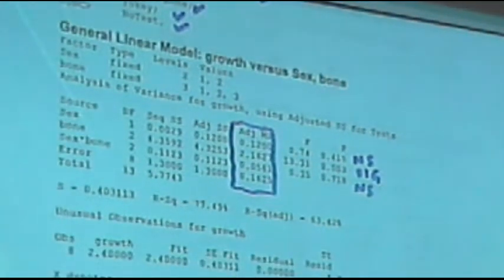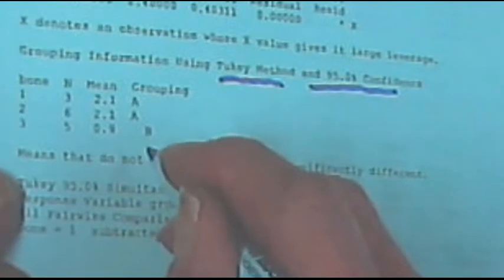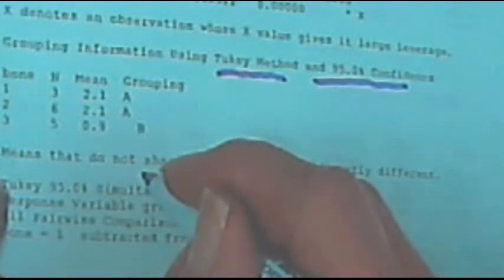Now, the program goes on and talks about the Tukey method, 95% confidence level. And here's the sort of underlining result. Bone 1 and 2 are equal. But then bone 3 is different from those two. So this is Minitab's attempt at the underlining method. Now it gives us a little more detail yet in what comes out.